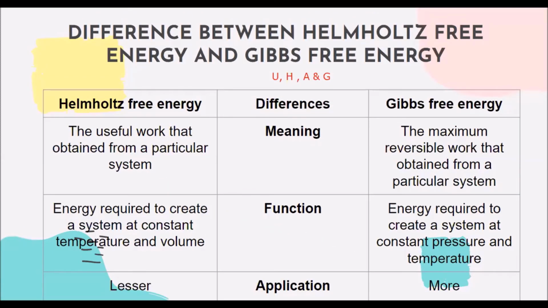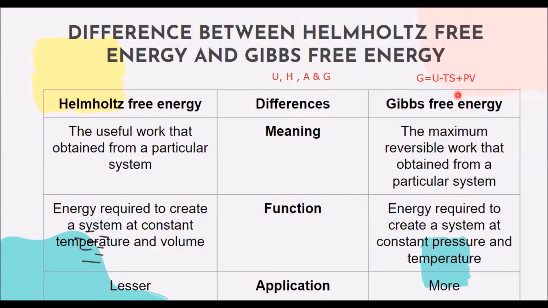Next, we will go to the equation of Gibbs energy. So G equal to U minus TS plus PV. G is the Gibbs energy, U is the internal energy, T is the absolute temperature of the system, S is the entropy, P is the absolute pressure of the system, and V is the volume of the system.